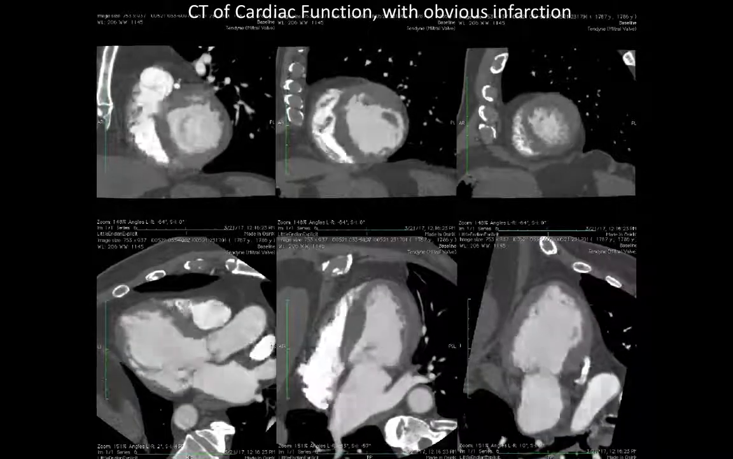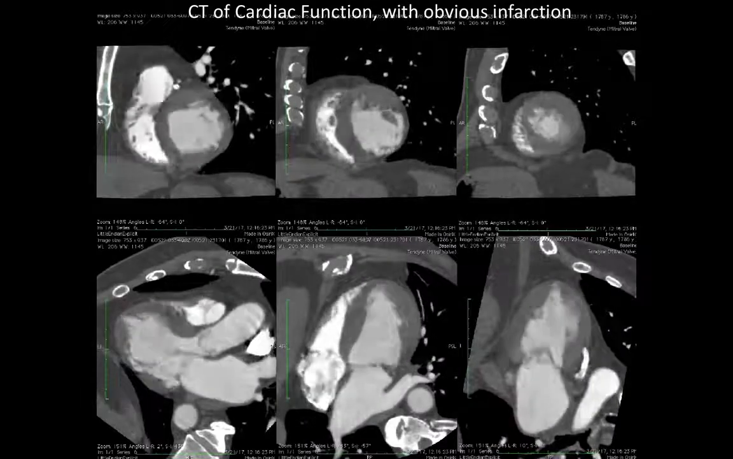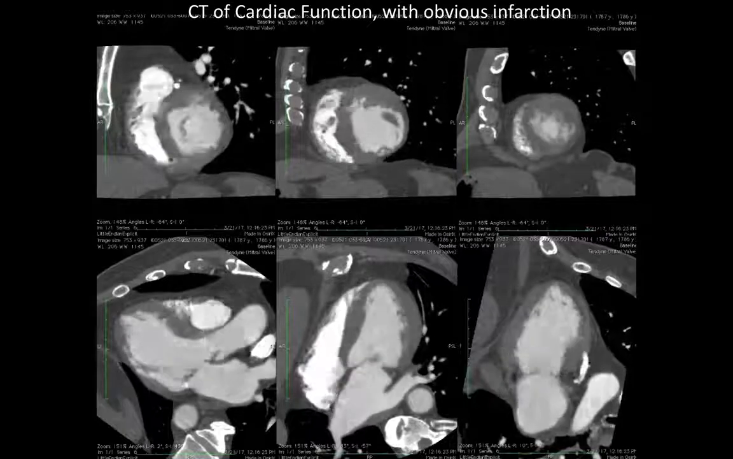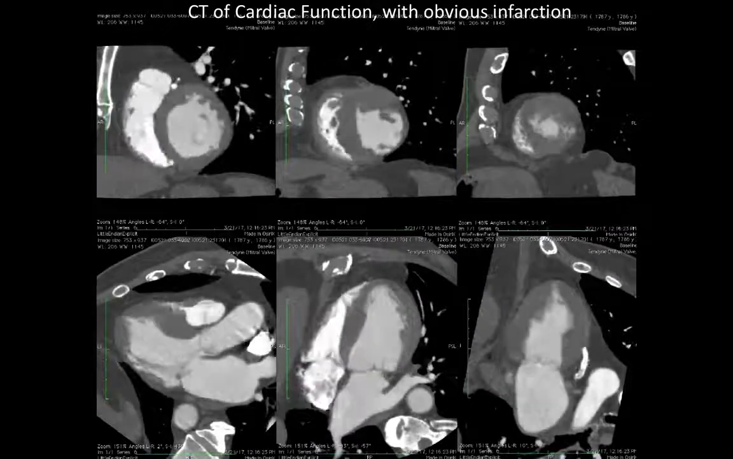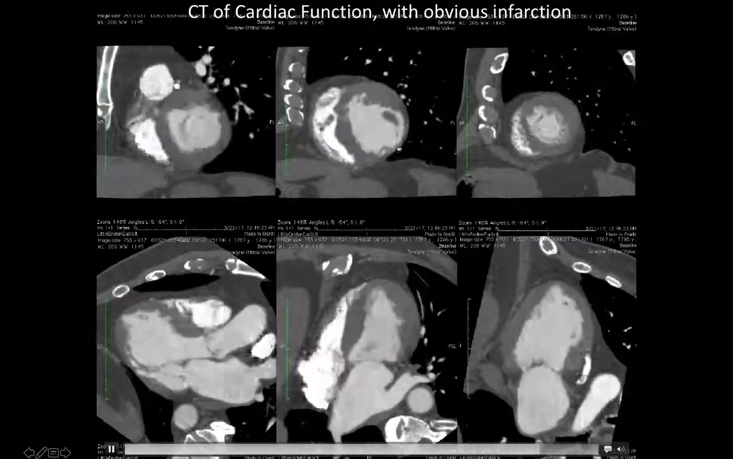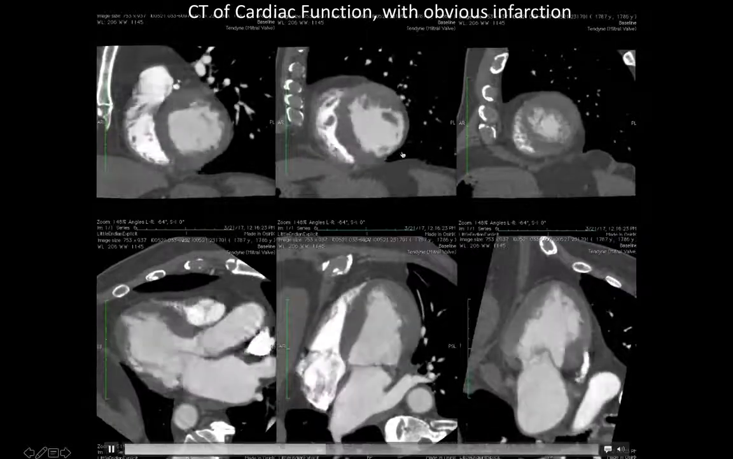The great thing about human beings is they're pretty tough. You can knock out a whole bunch of blood to their heart, and if they don't die from an electrical abnormality, they'll trundle along and survive. But they'll have a big infarct here. And this person probably knew this was here because this is a big one.